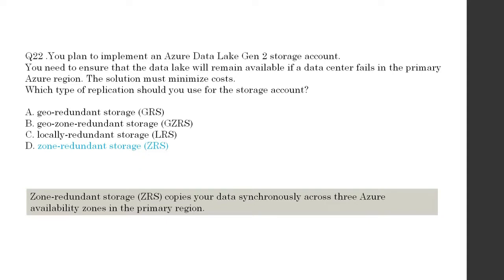The same thing only. So here the answer is zone redundant storage. That is the correct answer here. Zone redundant storage copies your data synchronously across three Azure availability zones in the primary region. So the answer here is D, zone redundant storage. That's the answer for this question if the data center fails.